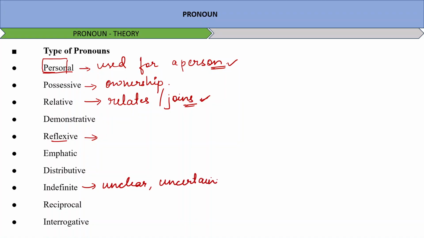Unclear, uncertain, right? So something which is not clear, not certain, you cannot tell the exact pronoun. You are somewhat using pronouns which are not clear. Reciprocal, you must have done reciprocal numbers in mathematics. So what is a reciprocal, what does the word reciprocal mean? Reciprocal words, or reciprocal numbers, are opposite.